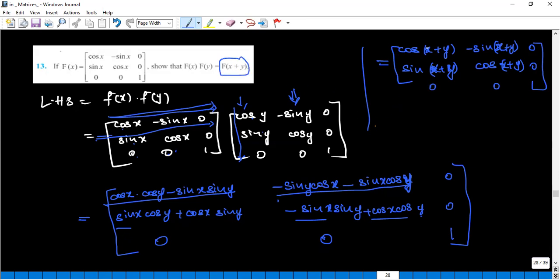Then just observe, in the place of x, you need to replace x plus y. So we have replaced it. Already we got the answer. This is nothing but our RHS, right hand side of the given equation. So you can tell here, f of x into f of y is equal to f of x plus y.